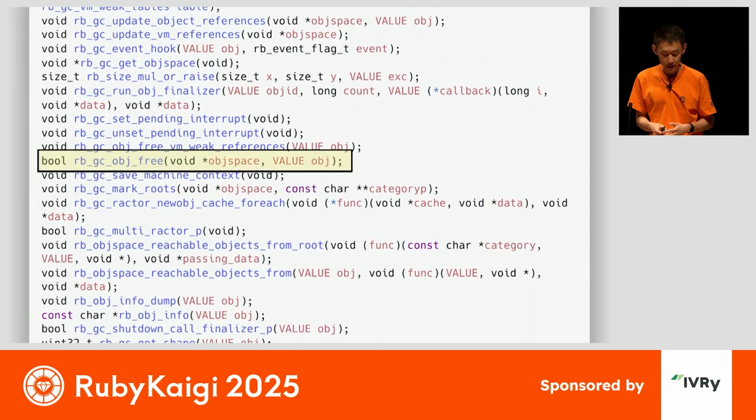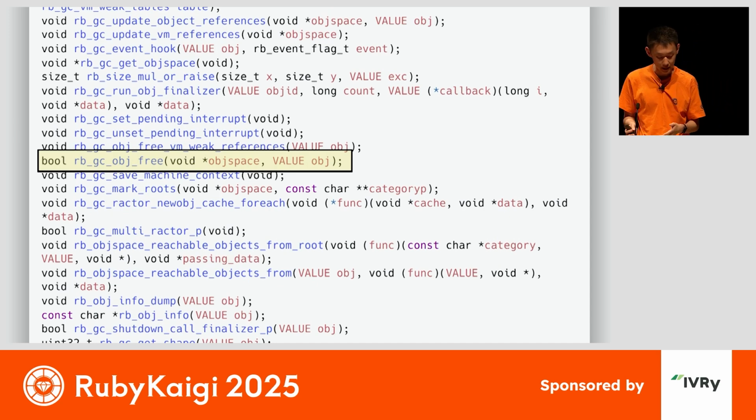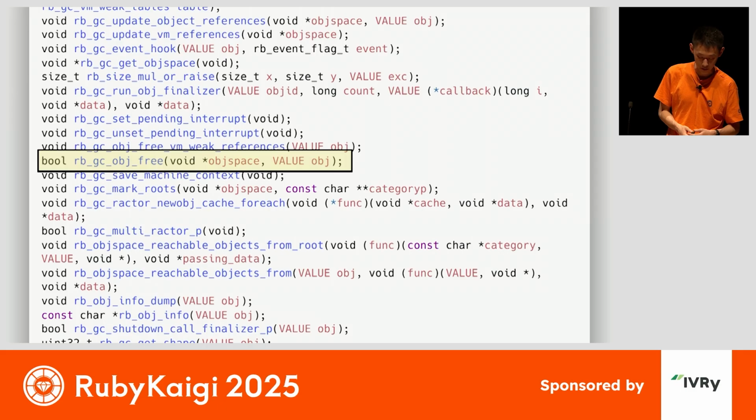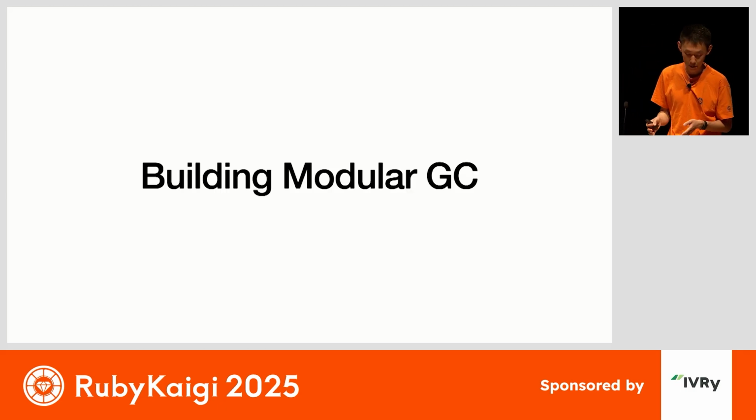We also have a function that is called after the GC has determined that an object is dead, and this is called before the object is recycled by the GC. So then Ruby can perform cleanup such as freeing memory or closing file descriptors. So we've now seen a brief overview of how the Modular GC API works.